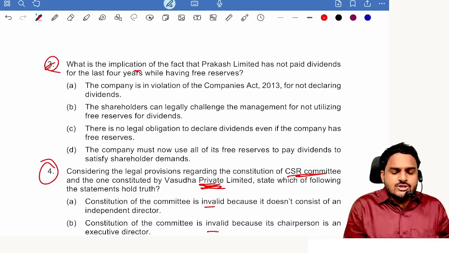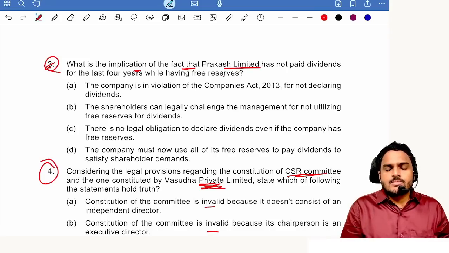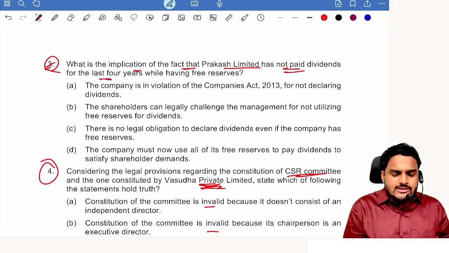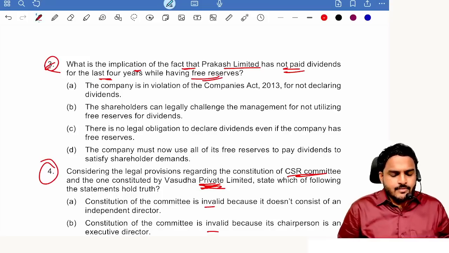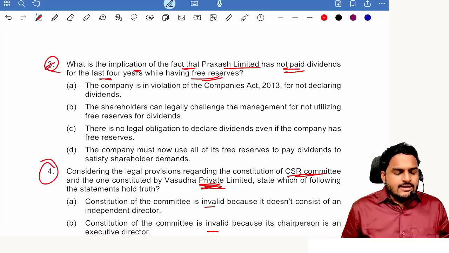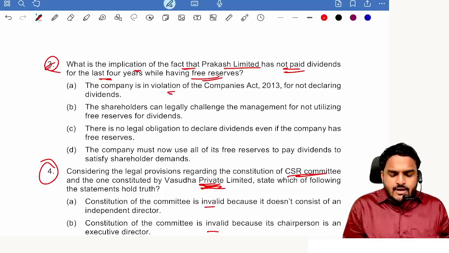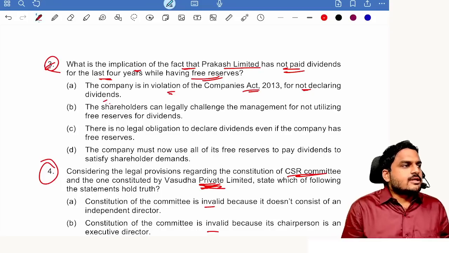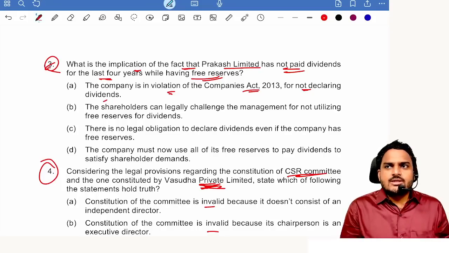Next one, question 3. What is the implication of the fact that Prakash Limited has not paid dividends for the last 4 years while having free reserves? Now let's see the options. The company is in violation of the Companies Act for not declaring dividends.